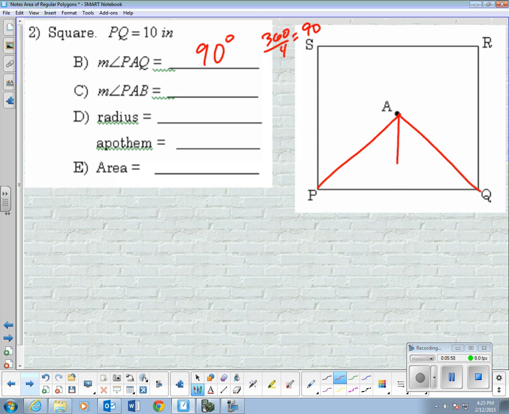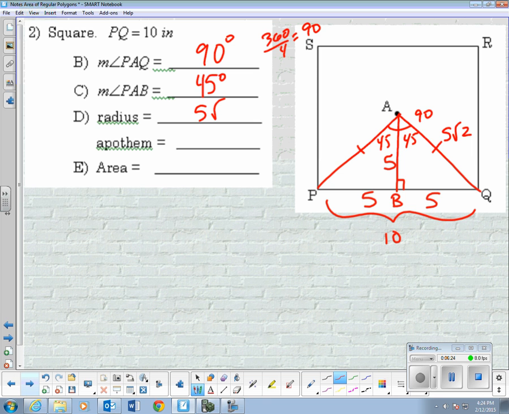Then we put an apothem in here. I'm just going to put that as point B. And remember that the apothem takes that 90-degree angle and bisects it. So we got a 45, a 45, and a 90. So this is a 45-degree angle. And so then it told me that PQ from here to here was 10. So this is like an isosceles triangle. So this is 5 and this is 5. And in 45, 45, 90, the apothem would be 5 and this would be 5 square root of 2. So our radius is 5 square root of 2.